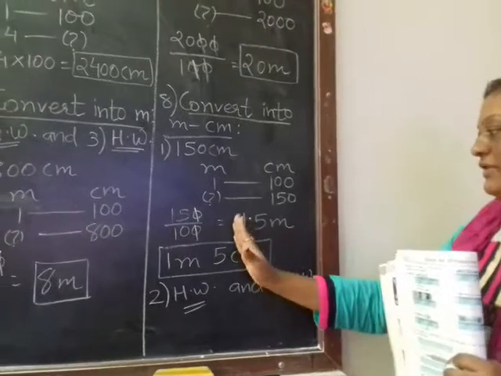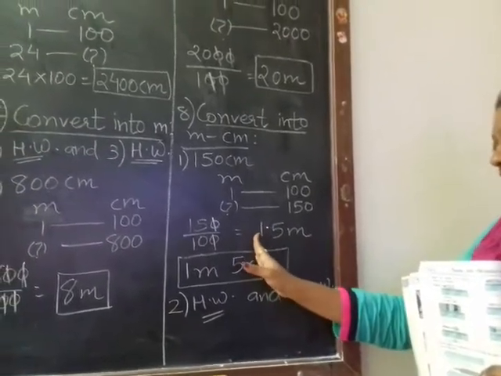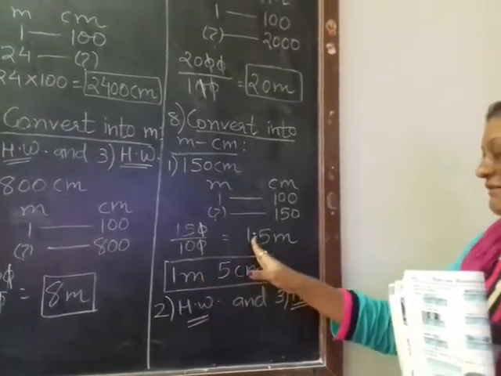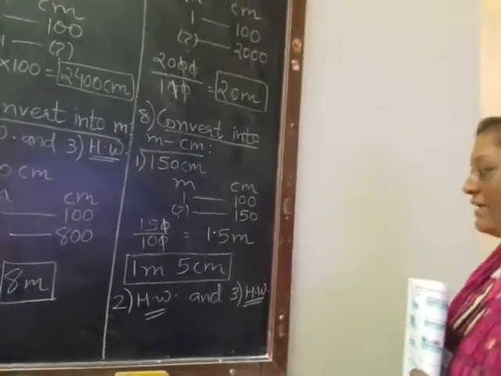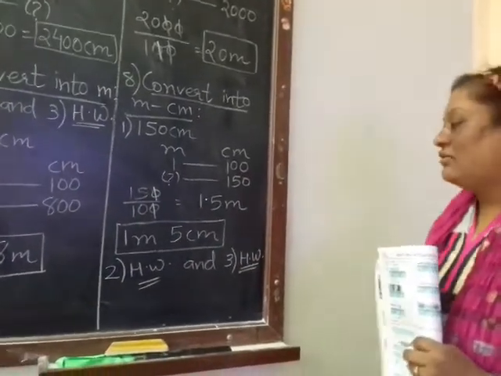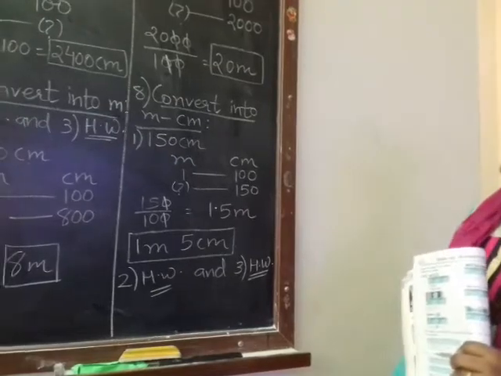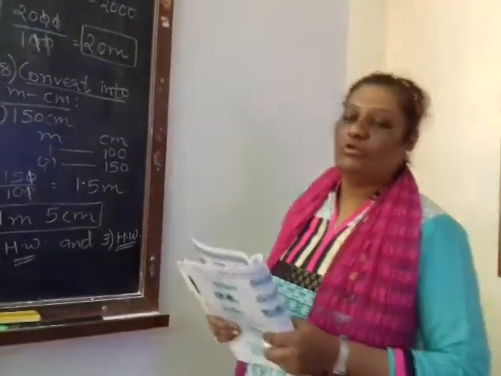That means before the decimal point the number 1 will be meter and after the decimal point the number 5 will be centimeter. 2 and 3 in the homework. I will continue further with more sums.